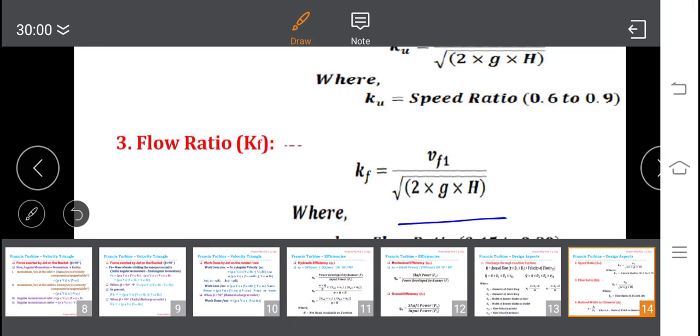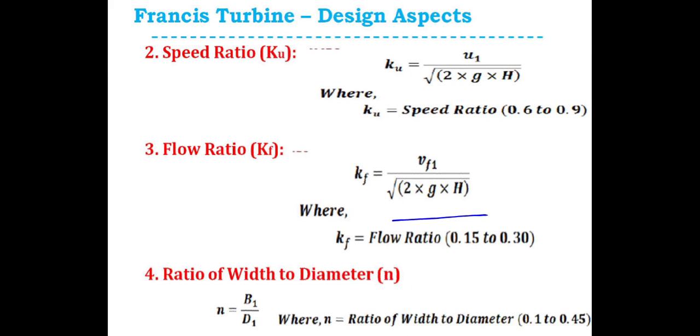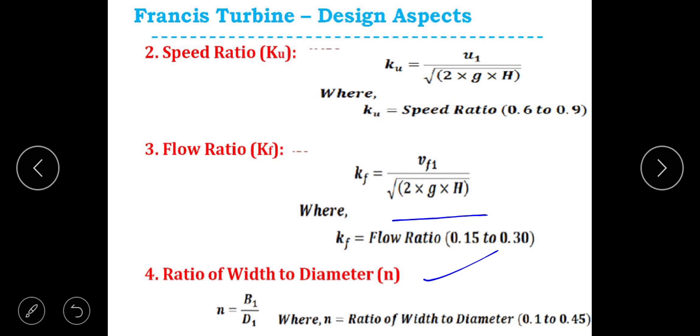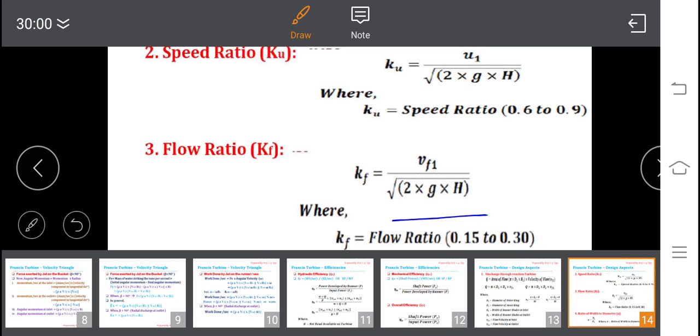Fourth one, ratio of width to diameter, that is small n, is equal to B1 divided by D1, where small n is the ratio of width to diameter, B1 by D1. It varies from 0.1 to 0.45. Is it clear?